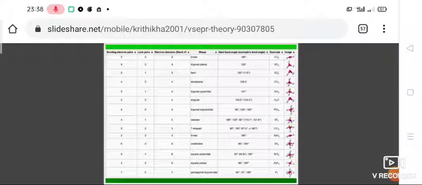This tabular column is there in your textbook, page 111. Molecule type. The molecule type is AB2E. Then it has two bonding pair and one lone pair. It gives trigonal planar. Shape is little bent shape. Example O3 and SO2.